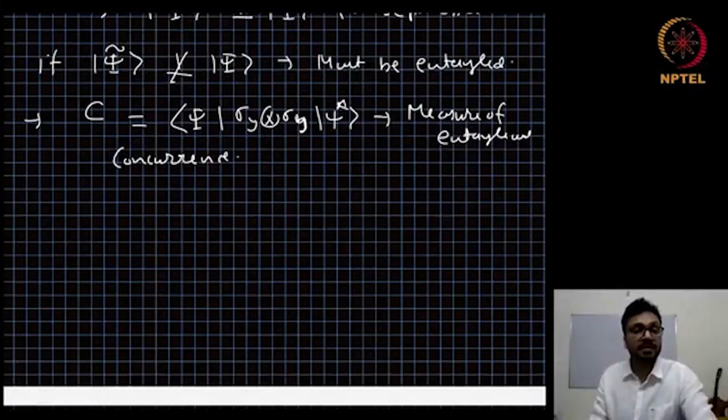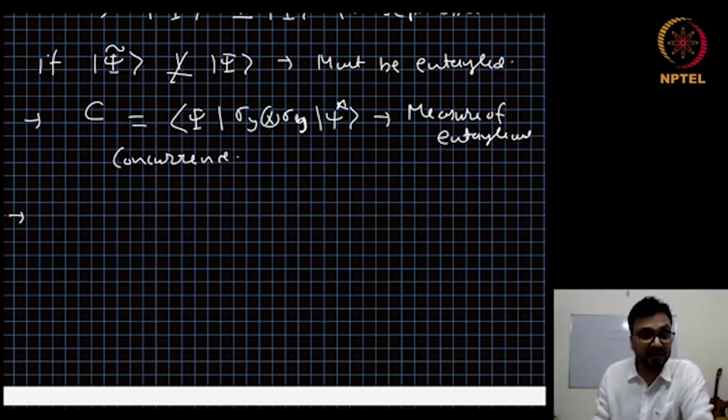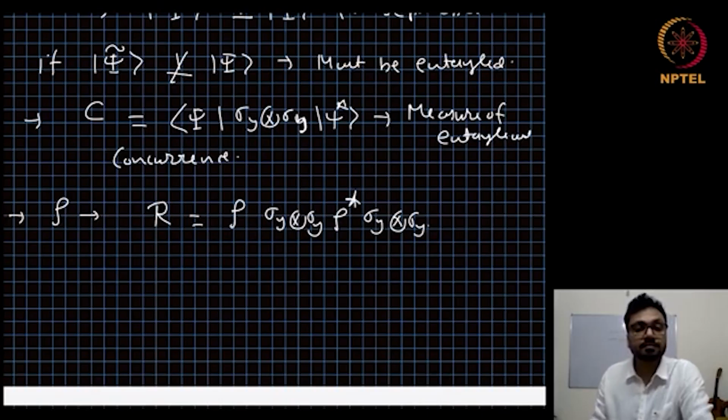Now we extend the same idea to density matrices. So how to calculate concurrence in a density matrix? If we have a density matrix rho, from here we find a matrix R defined as rho times sigma y tensor sigma y, rho star, sigma y tensor sigma y. So we start from rho, and we calculate a matrix R which is defined as rho times sigma y tensor sigma y times rho star times sigma y tensor sigma y.